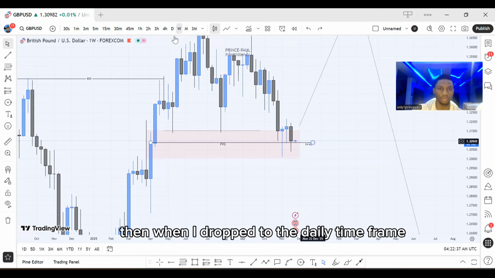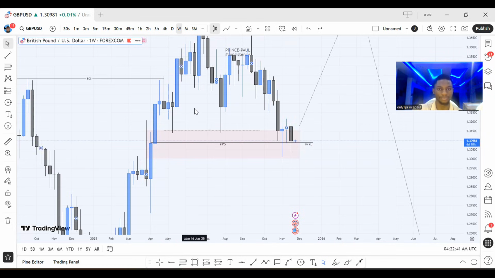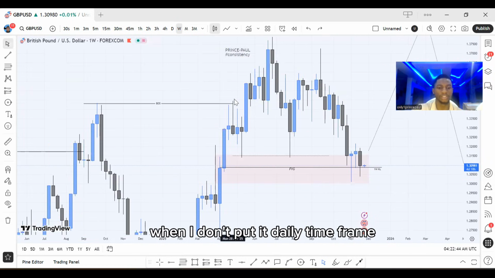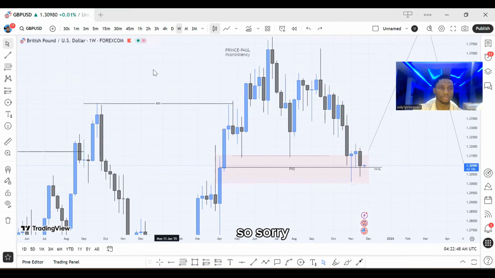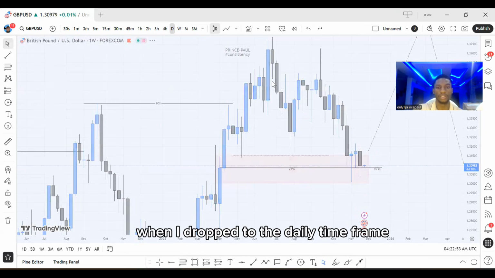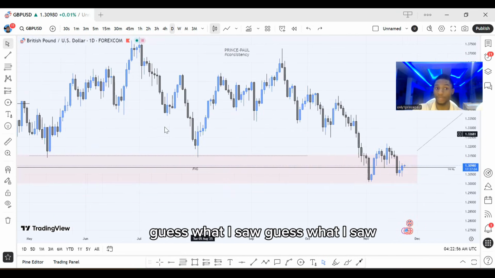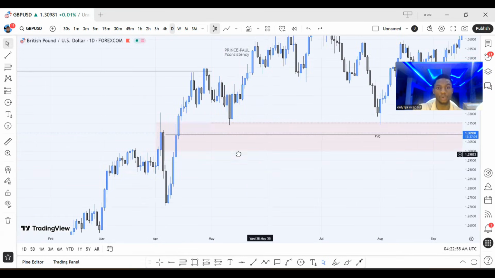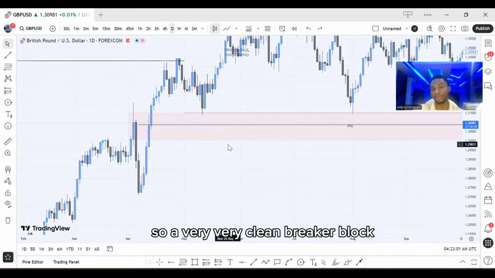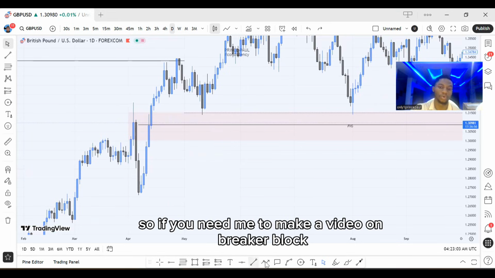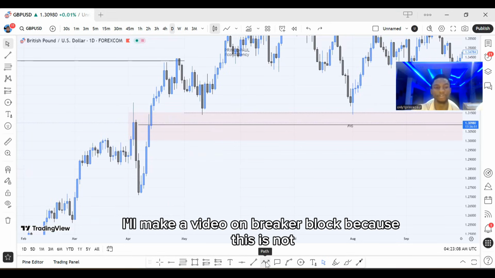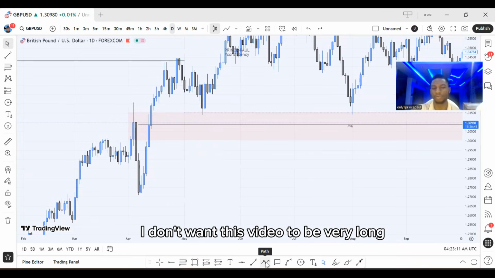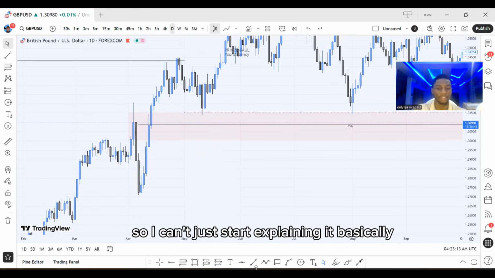Then when I dropped to the daily time frame, guess what I saw? A very, very clean breaker block, right? So if you need me to make a video on breaker block, just let me know in the comments. I'll make a video on breaker block, because I don't want this video to be very long, so I can't just start explaining it.